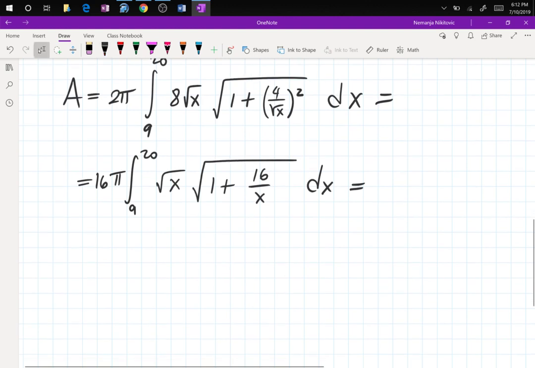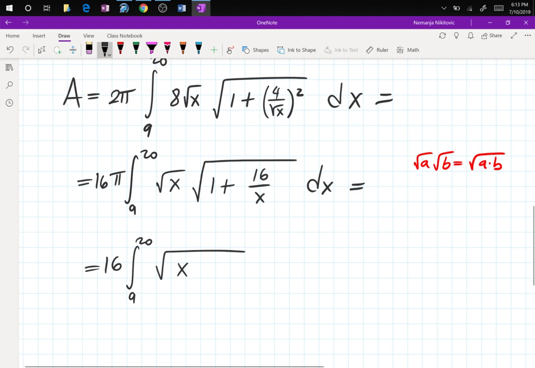And you're supposed to integrate this. Well, you have a root x and you have the root on the other side. Now, a rule that you might have forgotten from algebra is that root a times root b is the root of a times b. So you can actually multiply x into the binomial and distribute it. So 16 integral 9 to 20 of a single square root of x plus 16 dx.